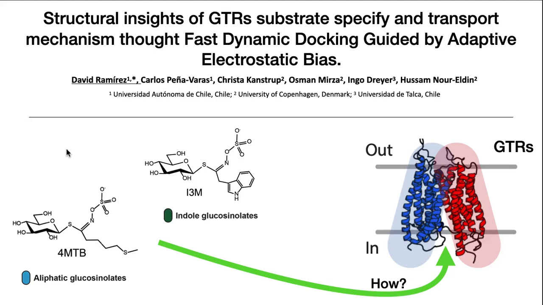GTRs are glucosinolate transporters. These are the GTRs in the inward facing conformation, as you can see here, and the substrates are these glucosinolates. We are studying two different glucosinolates, I3M and 4-MTB. I3M is derived from tryptophan, that's why the side chain is an indole, and 4-MTB is from methionine, that's why the side chain is an aliphatic side chain. This is the only difference between both substrates. The rest, the backbone, is the same: this glucose and the sulfate. So the main motivation for us is to study how these substrates actually reach the binding site.